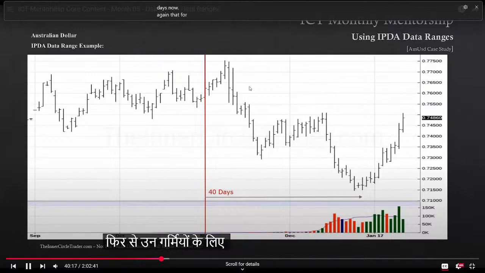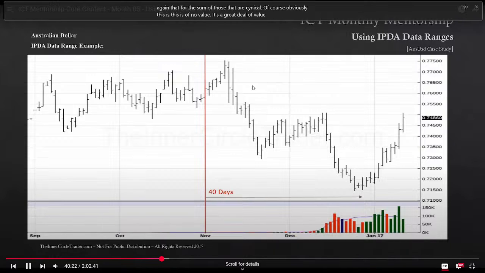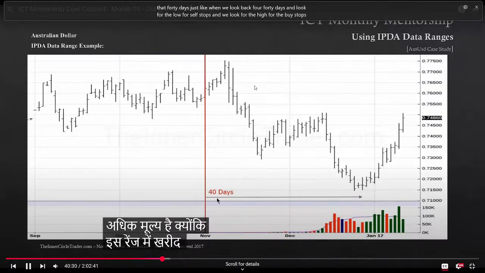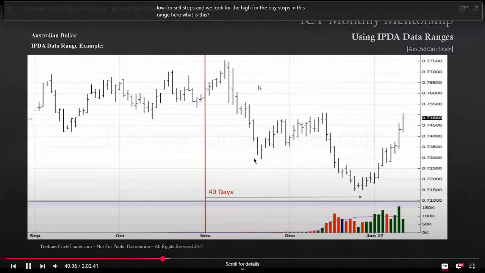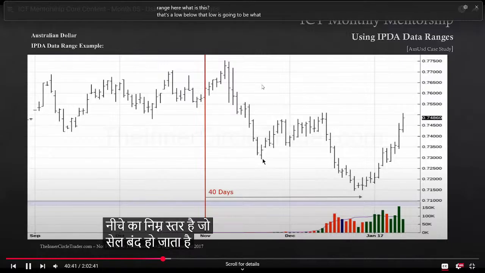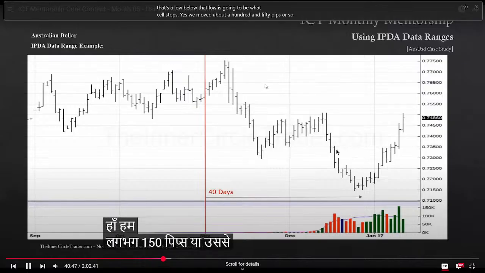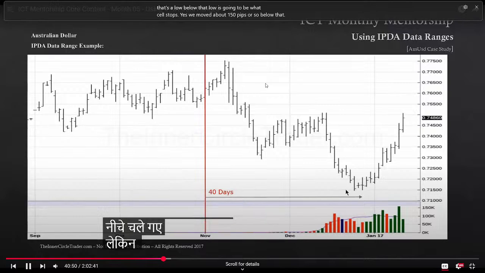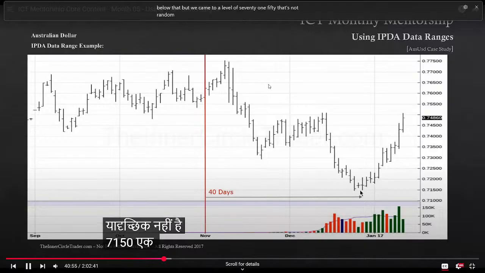Now again, for some of those that are cynical, of course, obviously this is of no value. It's a great deal of value, because inside that 40 days, just like when we look back 40 days and look for the low for sell stops and the high for the buy stops, in this range here, what is this? That's a low. Below that low is going to be what? Sell stops. Yes, we moved about 150 pips or so below that, but we came to a level of 7150. That's not random. 7150 is a significant level.